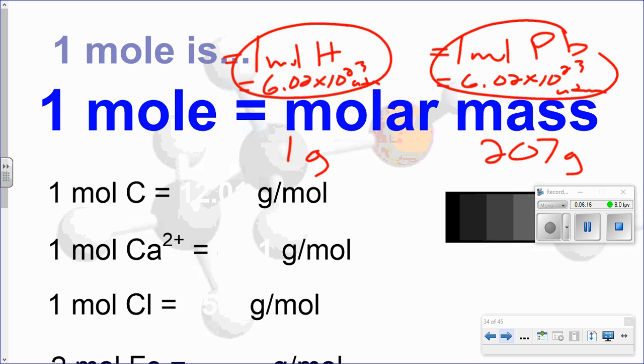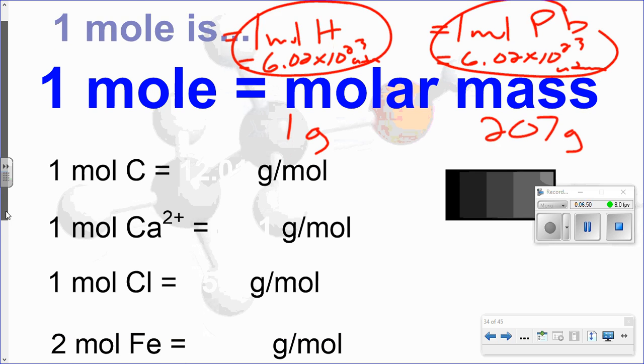Let me give you another example before I go through this and sign off. If you think of a dozen eggs, 12 eggs, versus a dozen bowling balls, do you have a 12 of each? Of course you do. You have the same number of pieces. That number's exactly the same. But which one weighs more? You know that 12 bowling balls weigh more than 12 eggs. That's what a mole is all about. There's the same number of particles at 6.02 times 10 to the 23rd, but they will have different masses, because those particles are bigger or smaller.